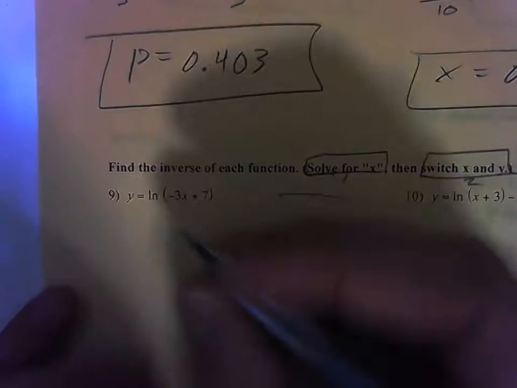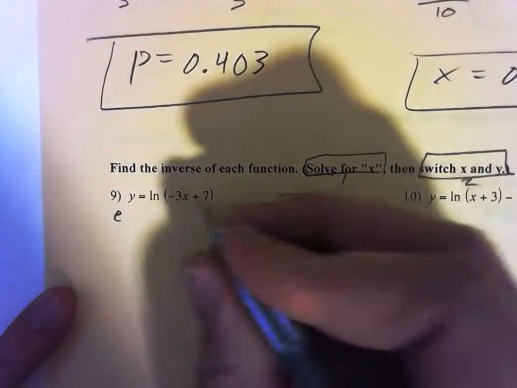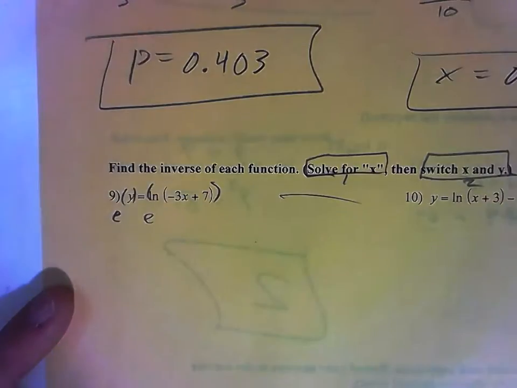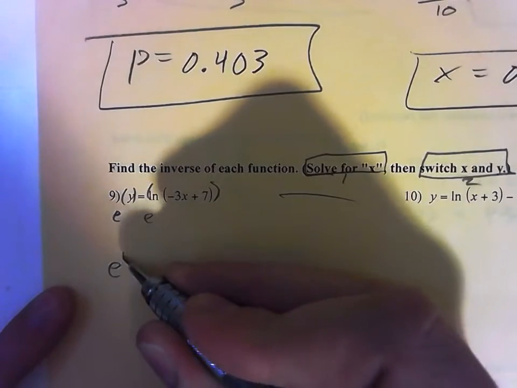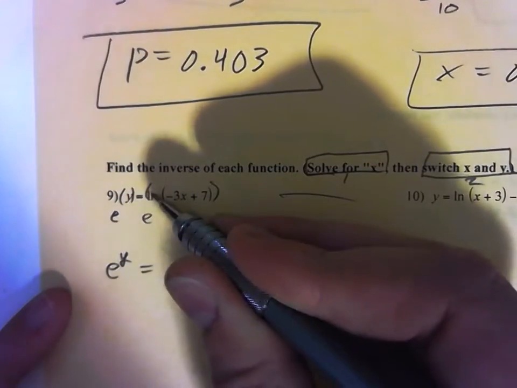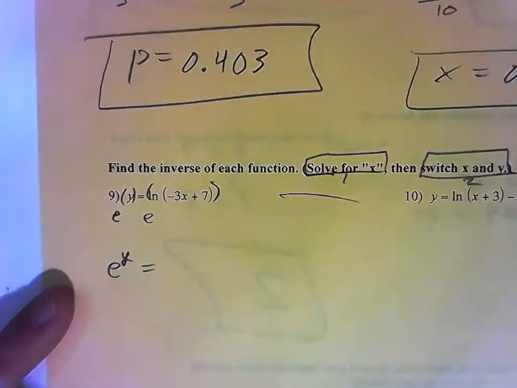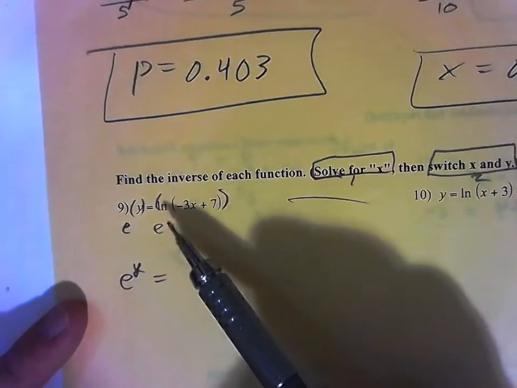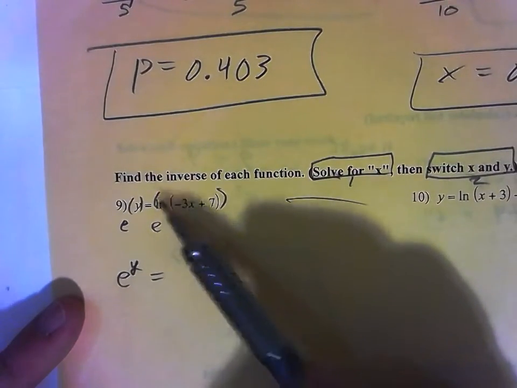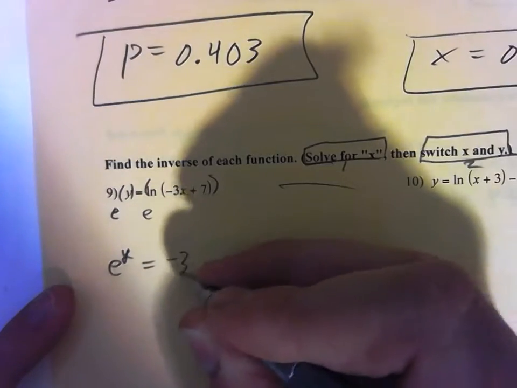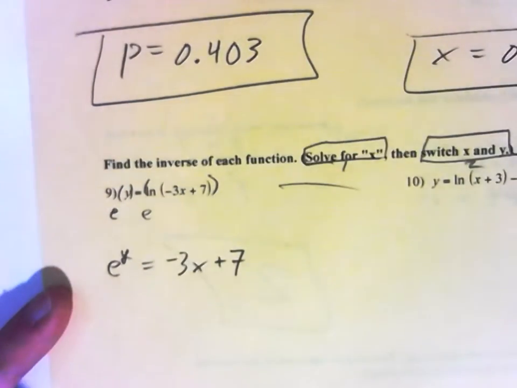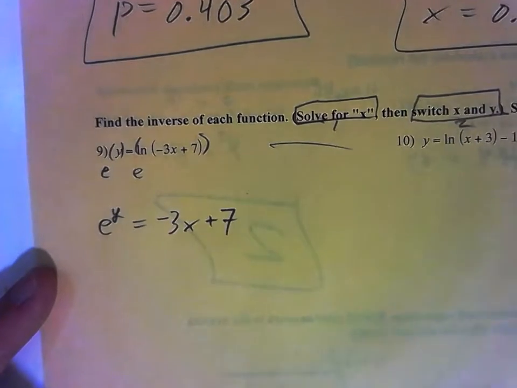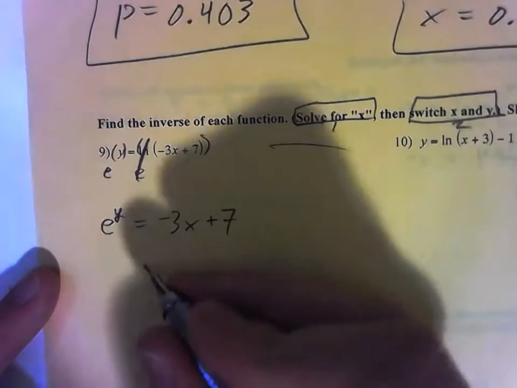So first I'm going to say, how do I get rid of that natural log? By saying e to the power of that equals e to the power of this. So e to the y equals e to the natural log of something. Those are inverse operations. Just like up here, natural log got rid of the e to the something. Here, e to the something is going to get rid of natural log. So it's just going to leave negative 3x plus 7. Hopefully that made sense. E and natural log cancel out.